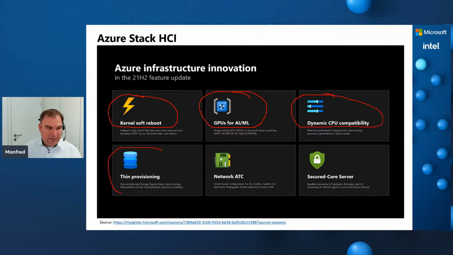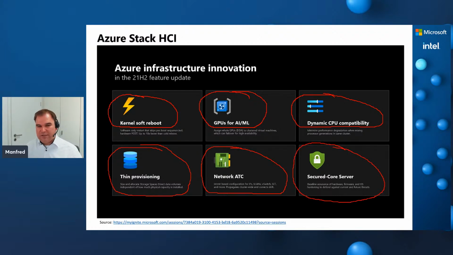We have thin provisioning for volumes in Azure Stack HCI. We have Network ATC, the technical configuration based on templates that eases the deployment of these environments. And we have the secured-core server configuration. Secured-core server means that we have a server with a trusted platform module, with secure boot, with encryption of the drives, and so on. So it's a huge advantage if you care about the security of your environment.